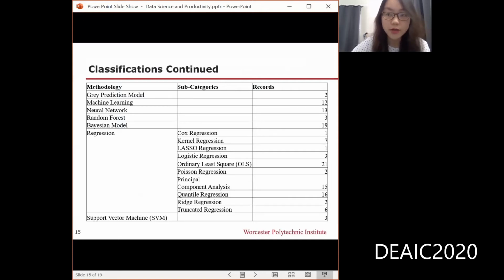And for the regression category, we have different subcategories. In particular, these address the specific regression technique that the papers used. There's 1 paper using Cox regression, 7 papers using kernel regression, and for the lasso regression, there's 1 paper. There's also logistic regression, ordinary least square regression. We have principal component analysis, quantile regression, ridge regression, as well as truncated regression. There are also 3 papers using support vector machine.